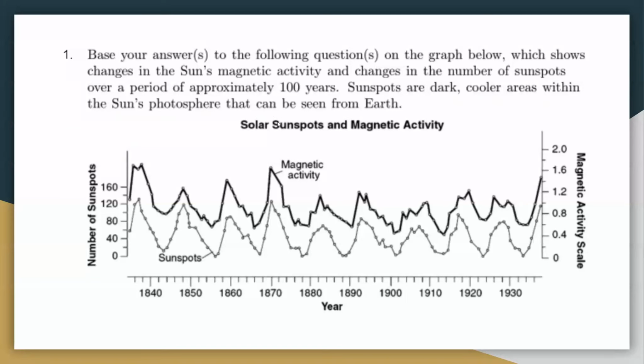So it looks like from the title, this is a graph about solar sunspots and magnetic activity. I'm seeing year on the x-axis, and I'm seeing two different scales on my left and right side on the y-axis. One is for the number of sunspots, one is for the magnetic activity scale, and I'm seeing two different lines, one for the sunspots and one for the magnetic activity.